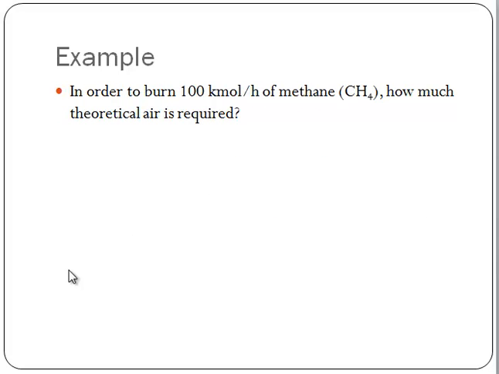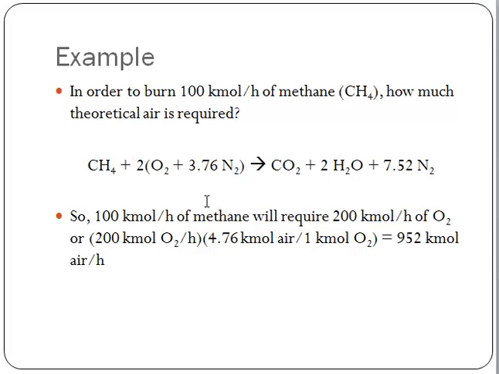So, simple little problem, I'm going to do methane. I have 100 kilomoles per hour of methane, and I want to know how much theoretical air is going to be required. So, start by balancing the reaction. So, CH4 plus some air makes CO2 plus H2O plus 7.52 nitrogen. I have 1 C, I have 4 H's, which make 2 H2O's, and it ends up that I need 2 oxygens, or 7.52 nitrogens.